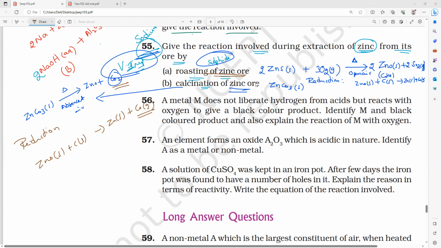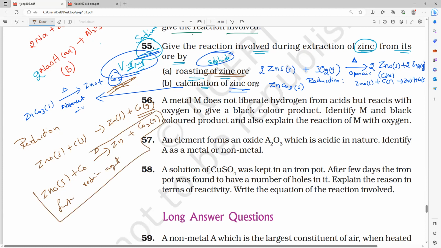Solve it. Check it, everybody. Zinc carbonate will form carbon dioxide or carbon monoxide? Carbon dioxide. Even the third equation I have written: this carbon monoxide gas acts like a reducing agent and converts into zinc plus carbon dioxide. Am I right? Many people don't know this equation, but if you know it, happy.